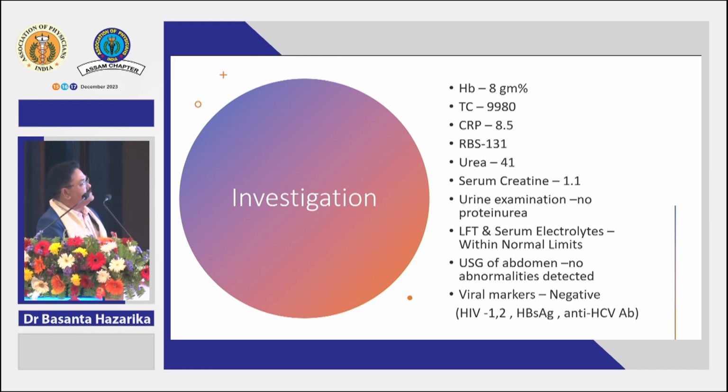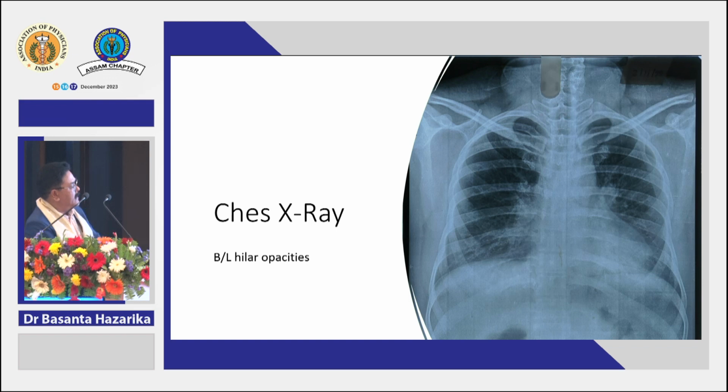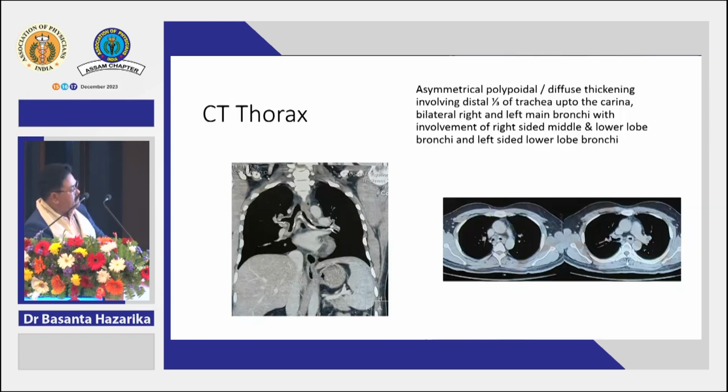On investigations, hemoglobin is 8 grams. Other parameters are normal. Chest X-ray shows hilar opacities. The CT scan shows multiple nodules in the airway, the trachea, and the two major airways, right and left, with thickening of the airway wall.